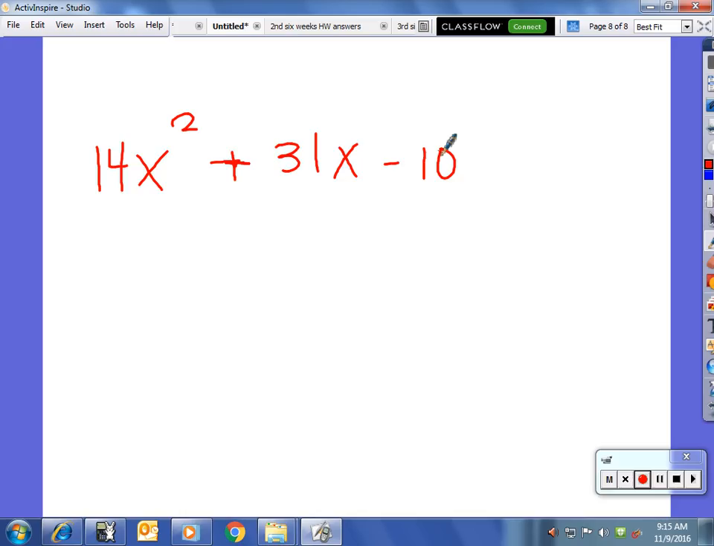And by the way, there's a bunch of factor pairs here, but sometimes you can find what you're looking for and stop.